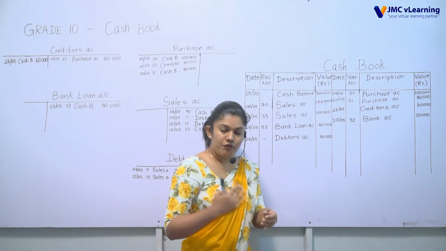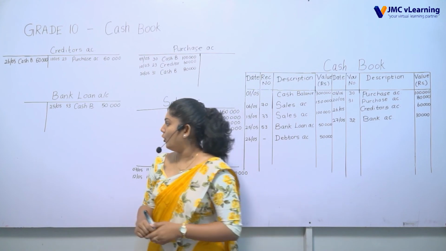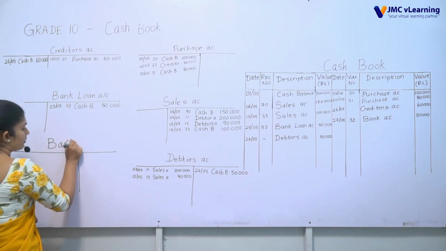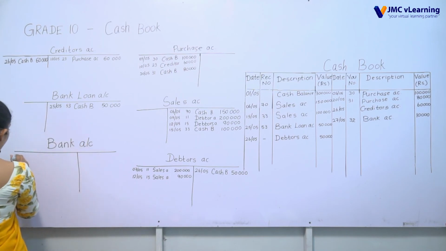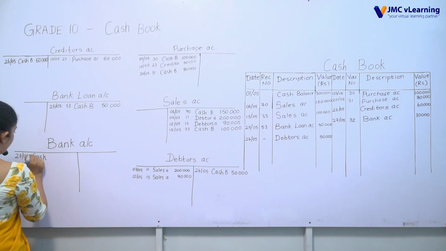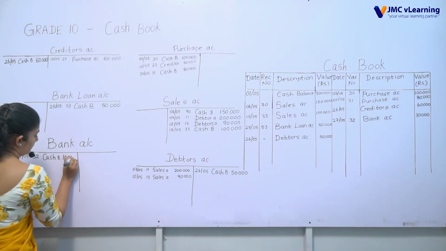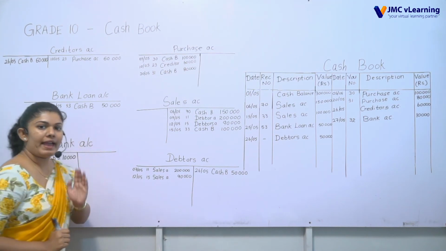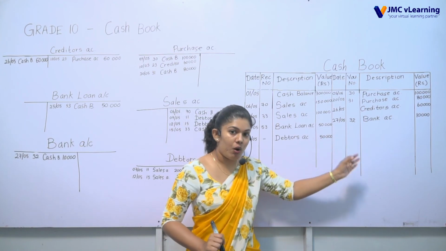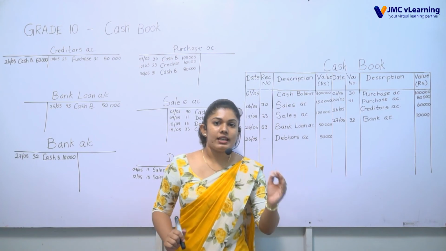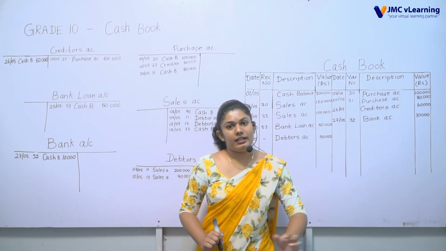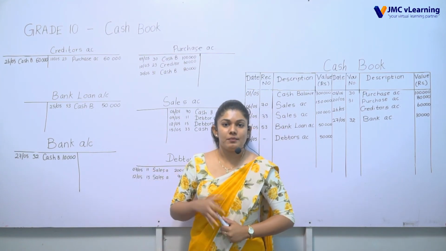Although our money balance reduced, we are getting a new asset, bank balance. Therefore, we have to open up a new account for bank. Bank account on 27th, cash, voucher number 32, 10,000. Bank account debited, cash book credited. Now, this is not an expense. You have to make sure this is not an expense, because we have deposited it in a separate place. Therefore, the amount decreased from cash book has appeared in a separate place, same as an asset, bank account.